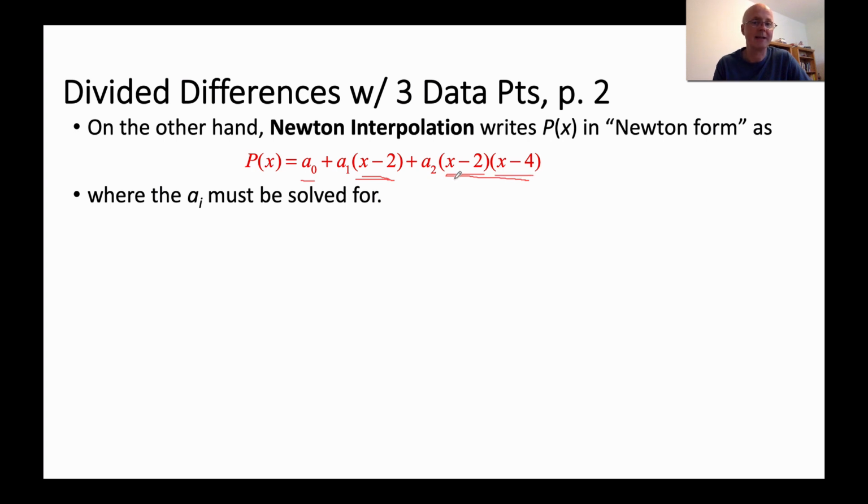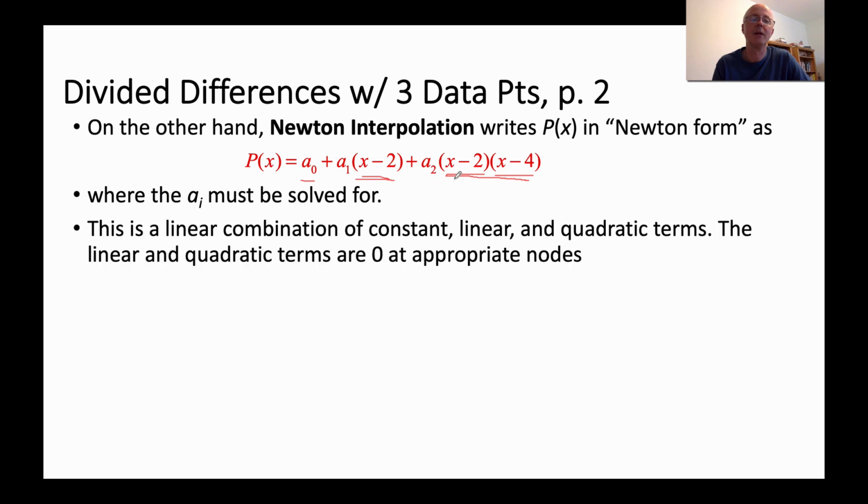And that's what we're going to do in the next slide, in fact. It's a linear combination, again, of a constant, 1, a linear term, x minus 2, and a quadratic term, the product of x minus 2 with x minus 4. And the linear and quadratic terms are 0 at the appropriate nodes, which makes it easier to solve for A0, A1, and A2.